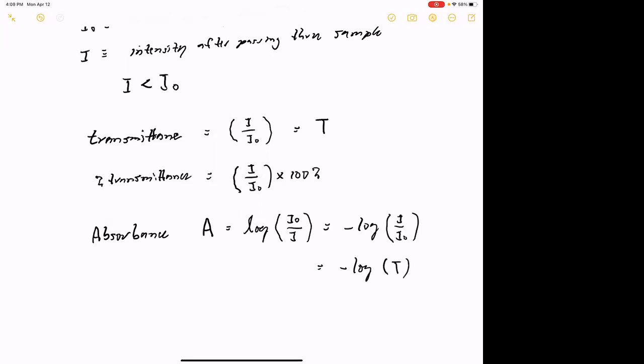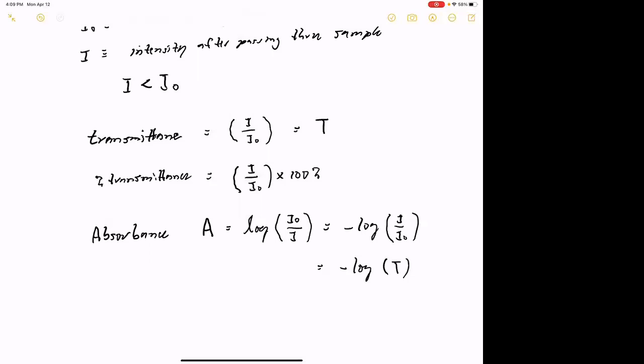Okay? So now what you see is I have a means of being able to, from I and I naught, determine the amount of light that actually gets absorbed by a sample. Okay, and that's ultimately what we want the spectrophotometer to tell us.